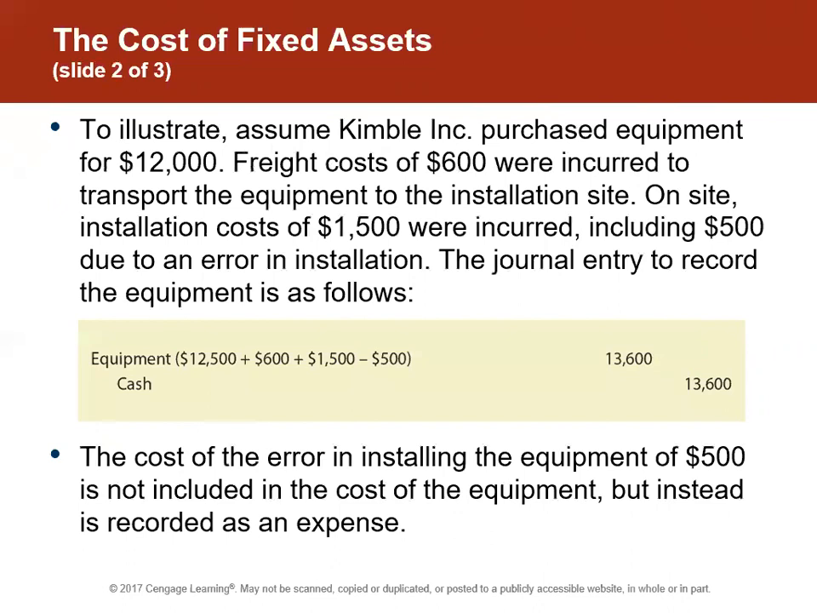Kimball Incorporated purchased equipment for $12,000. We had freight of $600 to transport it. And then installation cost $1,500, and that included $500 due to an error in installation. So to record that journal entry, again, equipment is going to be charged for the full price to get that equipment up and running. So we have the price we paid at $12,000 plus the $600 freight plus the $1,500 of installation, but we subtract out that error in installation.